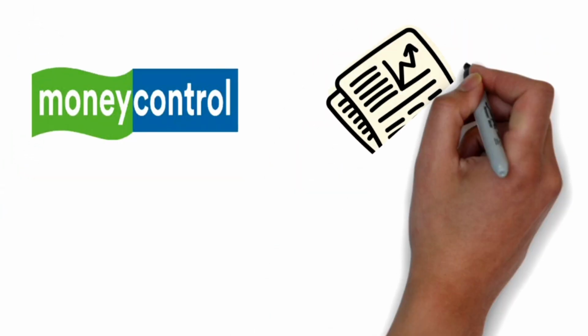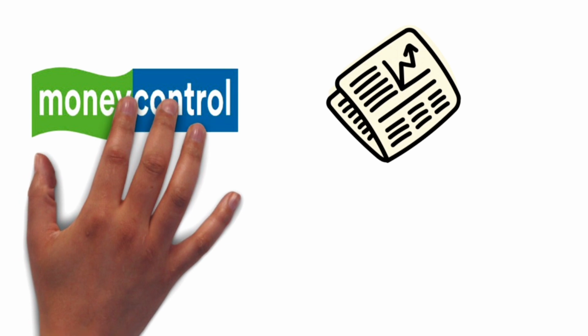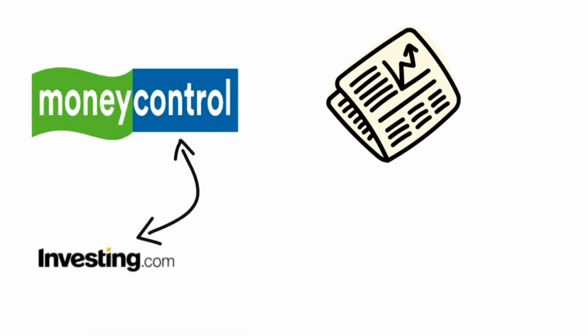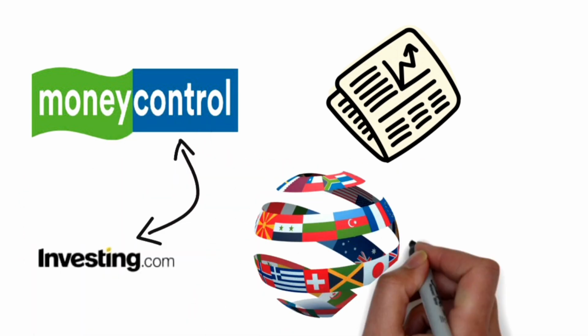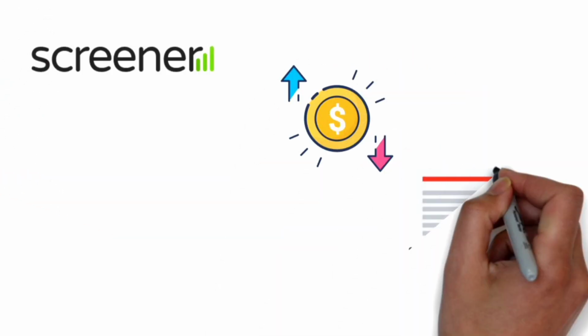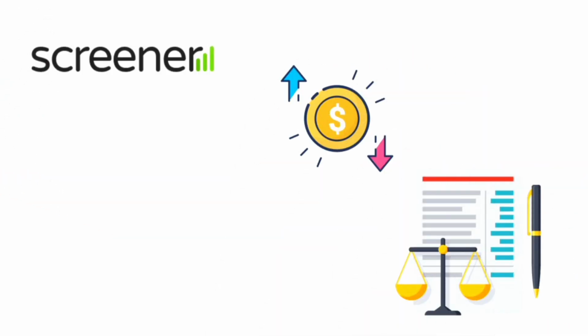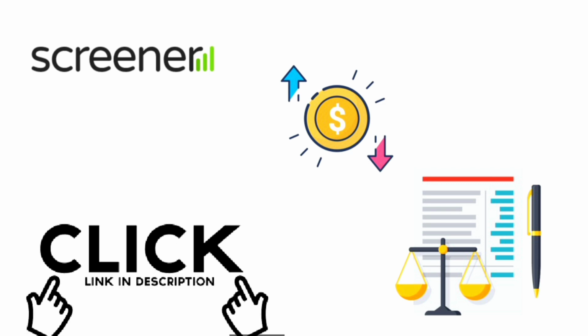You can use Moneycontrol for market related news and updates. Investing.com is now similar to Moneycontrol, but it's meant for analyzing the international markets. Screener can be used for reading P&L statements and balance sheets of a company. These tools are all free to use. You can find their link in the description.